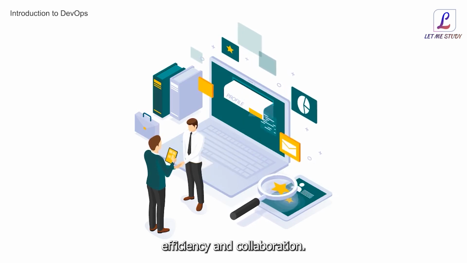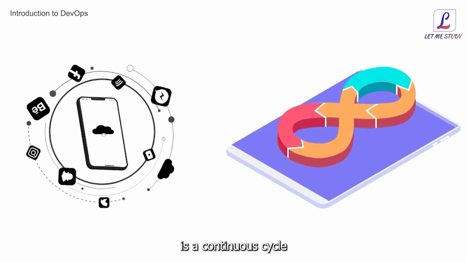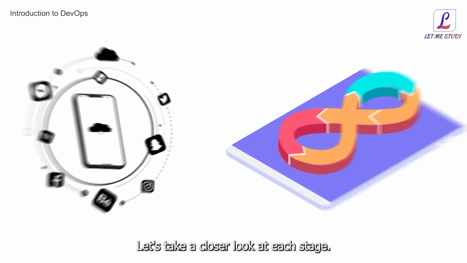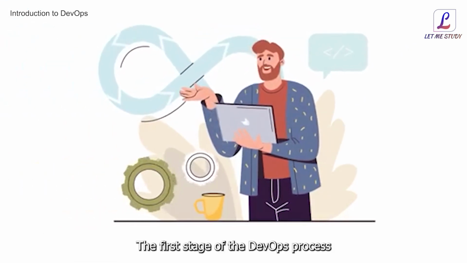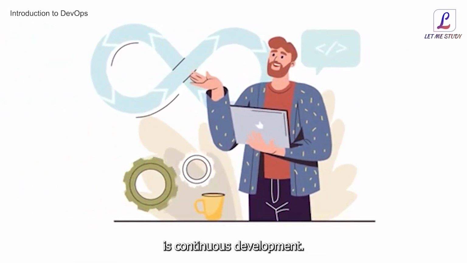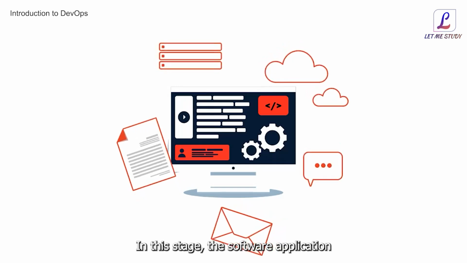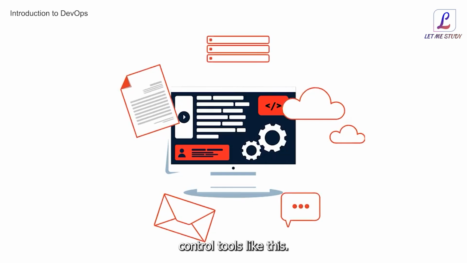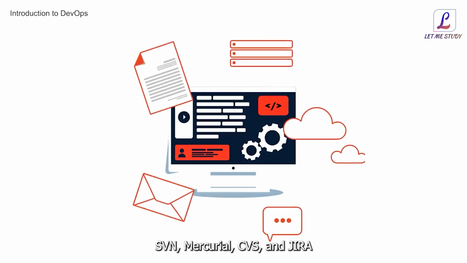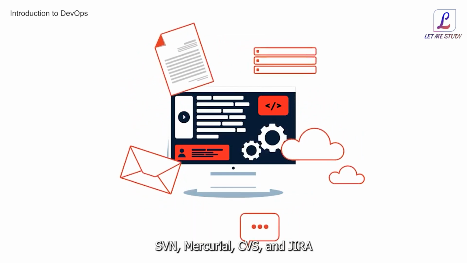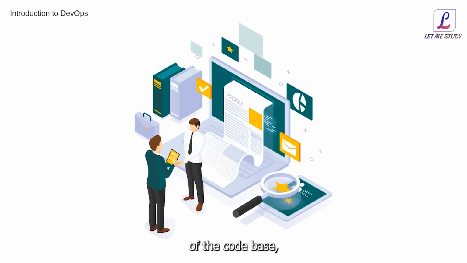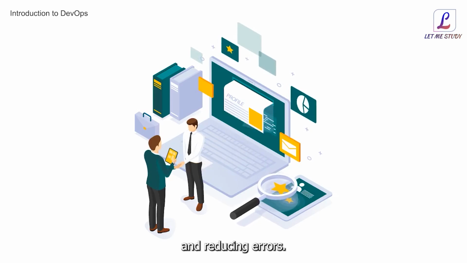efficiency and collaboration. The DevOps process is a continuous cycle that includes several stages. Let's take a closer look at each stage. Continuous development. The first stage of the DevOps process is continuous development. In this stage, the software application is planned and coded using version control tools like SVN, Mercurial, CVS, and JIRA. Teams can easily collaborate and manage different versions of the codebase, increasing efficiency and reducing errors.